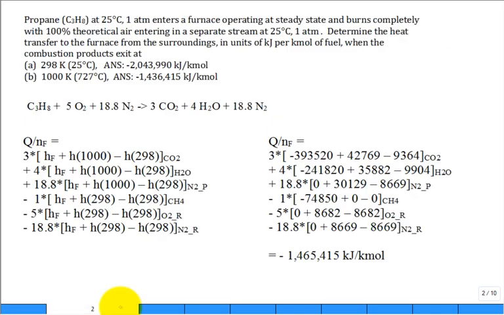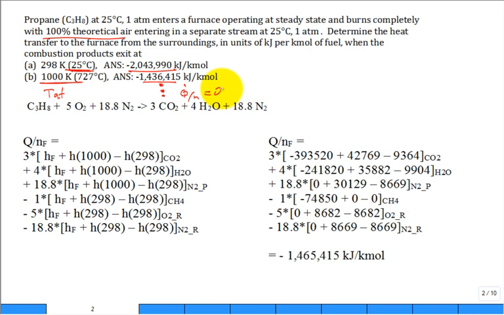So here's propane, 100% theoretical air. What you do is you say, what happens if the products come out at 25 C, room temperature? You get a huge heat out of that combustion chamber, right? Let's say they come out a little warmer, 1,000 degrees. Well, you get lower value in magnitude for the heat out of it. You just keep playing this game until at the adiabatic flame temperature, Q dot divided by N dot is equal to 0.